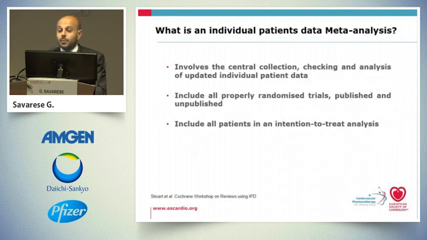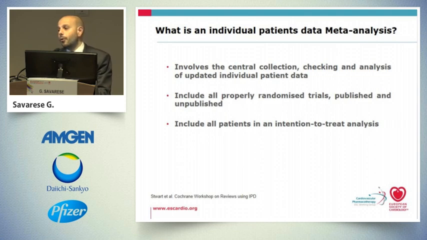Then let's see, what is an individual patient data meta-analysis? If we have three trials, for example, assessing the role of antiplatelets on outcomes in myocardial infarction, the investigator can get the databases from these trials and put together the patients coming from all the trials. They will have information about all the patients enrolled in all the trials. This is an individual patient meta-analysis. So it involves the central collection, checking, and analysis of updated individual patient data. It includes all properly randomized trials, published and unpublished. It includes all patients in an intention to treat analysis.